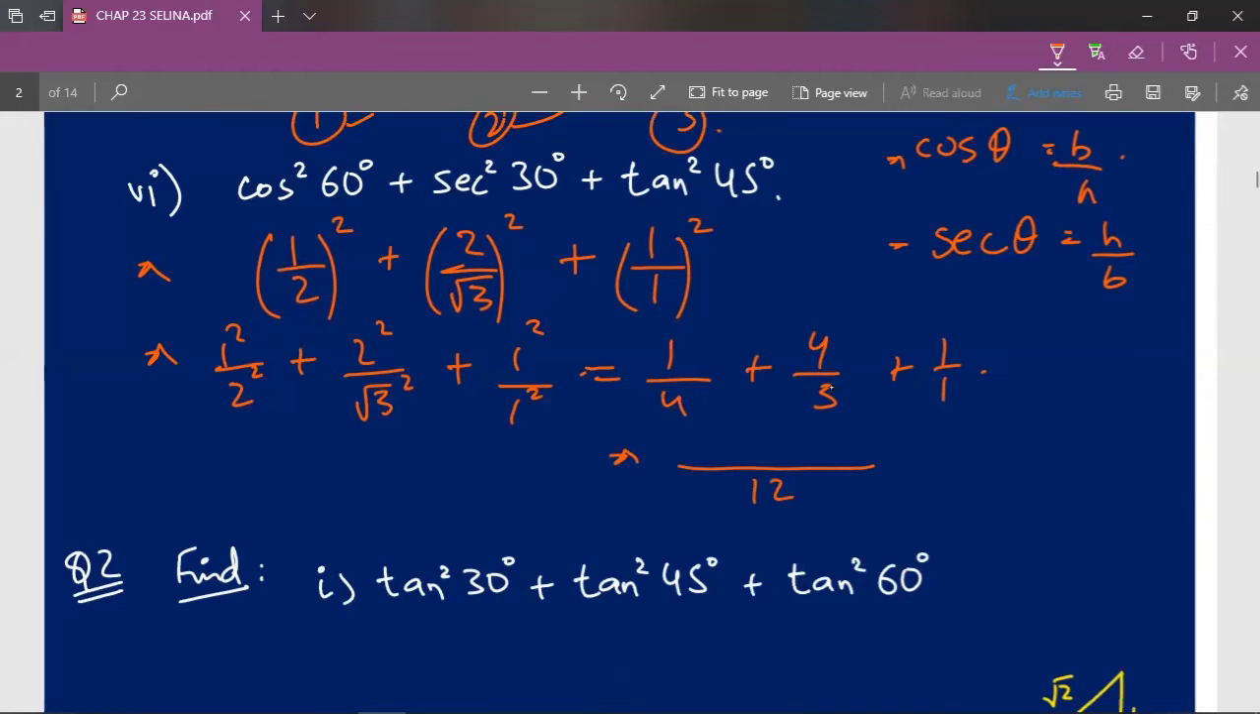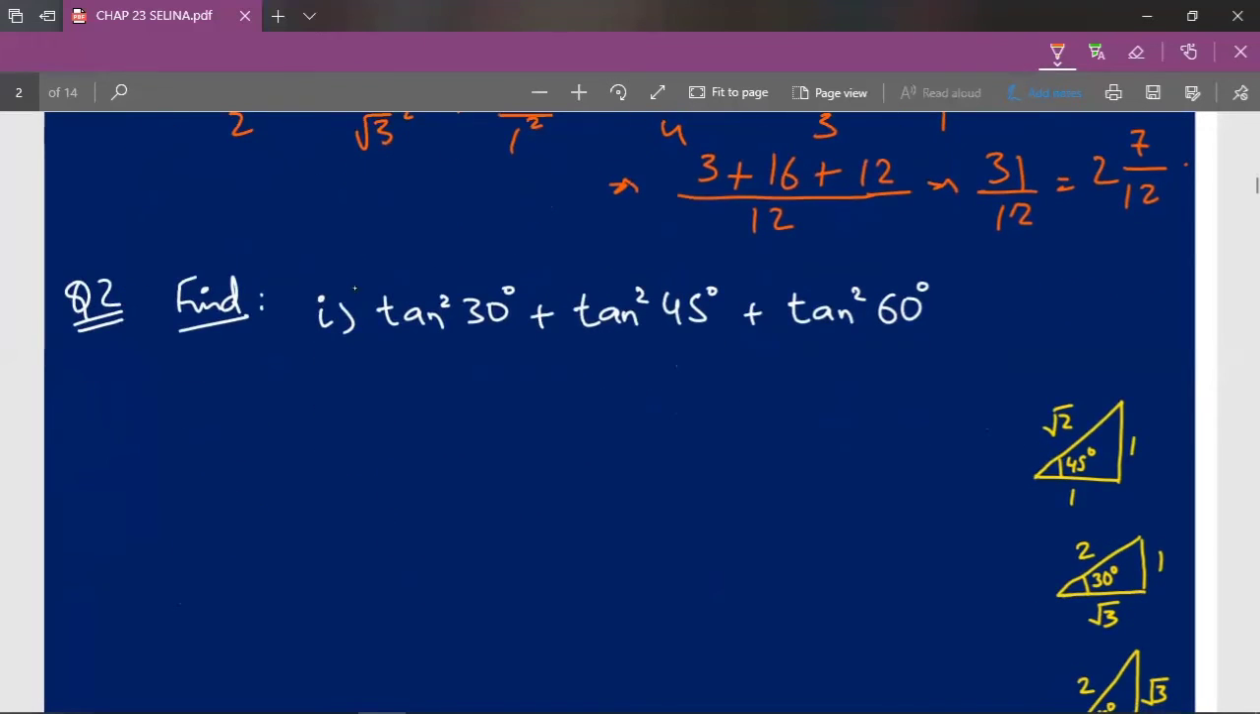So therefore 4 3s are 12, so 1 into 3 is 3, plus 3 4s are 12, so 4 4s are 16, plus 1 into 12 is 12, so 1 into 12 is 12 already, and 16 plus 12 is 28, plus 3, that is 31. So therefore 31 upon 12 will be our final answer. And as a mixed fraction, it can be written as 2 7 upon 12. Either way, it's your preference whether you want to write the answer as a normal fraction or a mixed fraction.